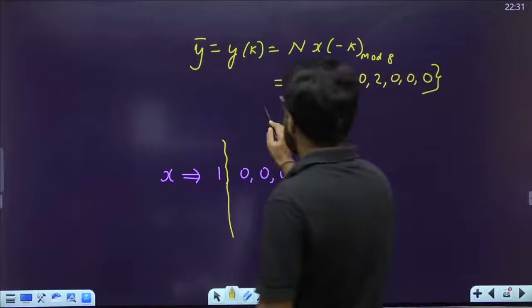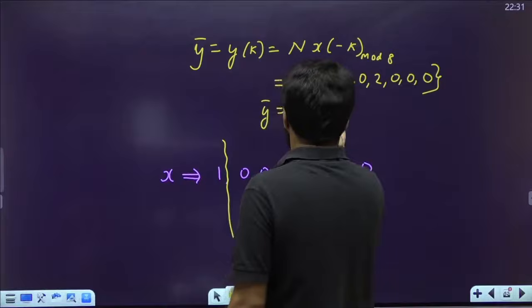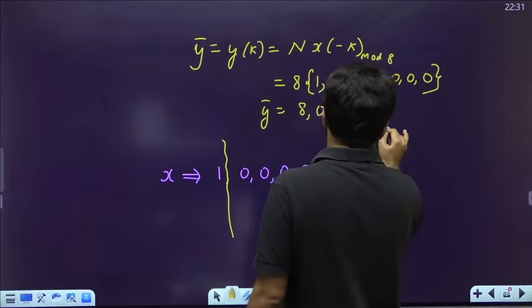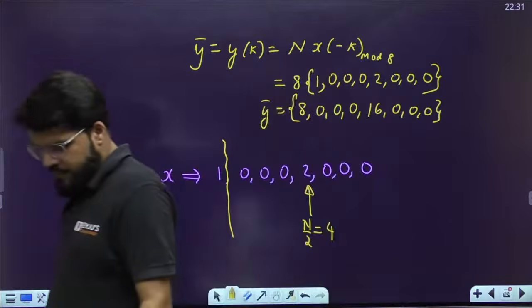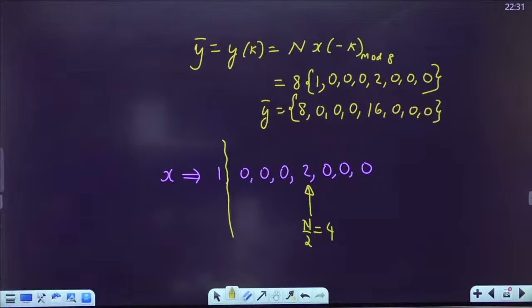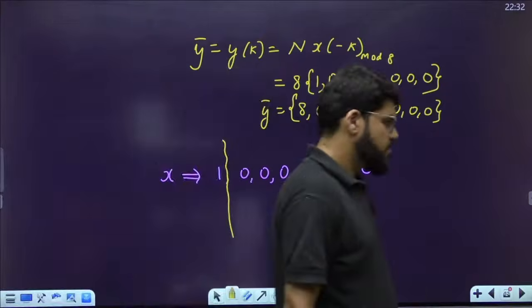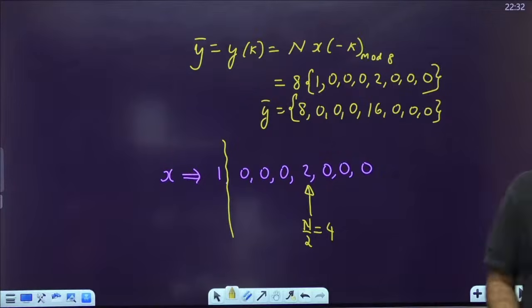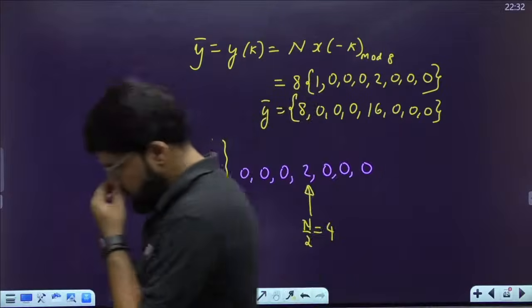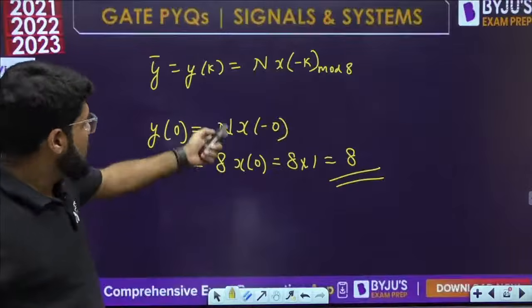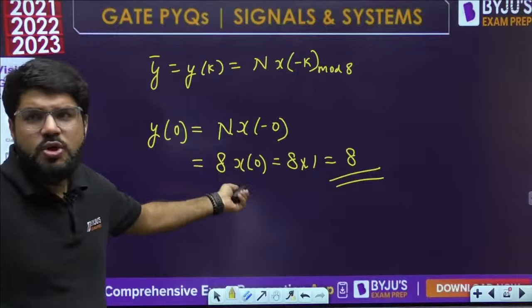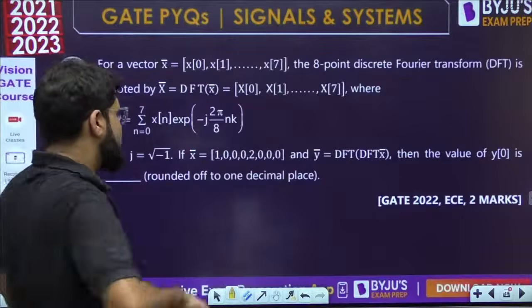So the complete answer for the vector y bar is 8 000 and 16 000. Clear? It is known as the 8 000 and the 16 000. So anyway, our answer was only y0. That is why I stopped at the short result. Okay, that is the answer.